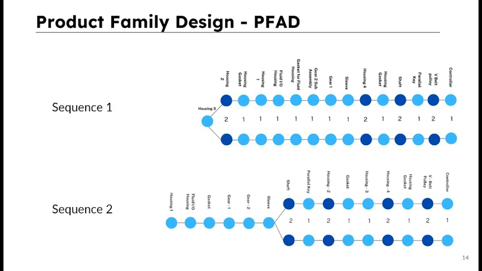Here, we have the product family assembly sequences. As you can see, the second sequence has more parts that do not need to be modified for the two customer groups, and as a result, the sequence is more optimized. This provides a shorter assembly time and delayed differentiation as well.